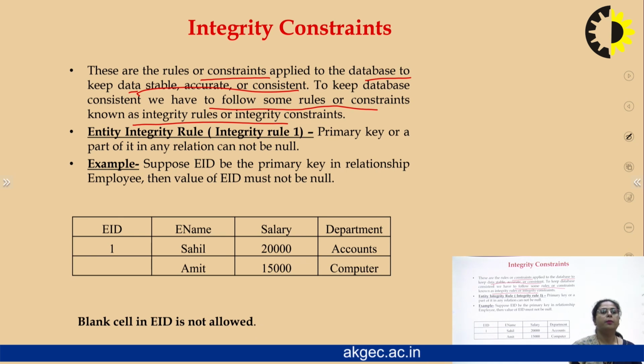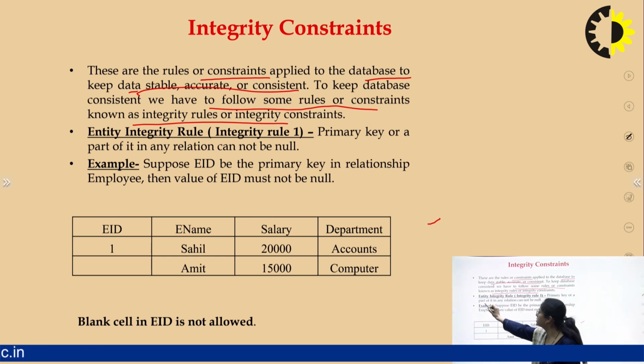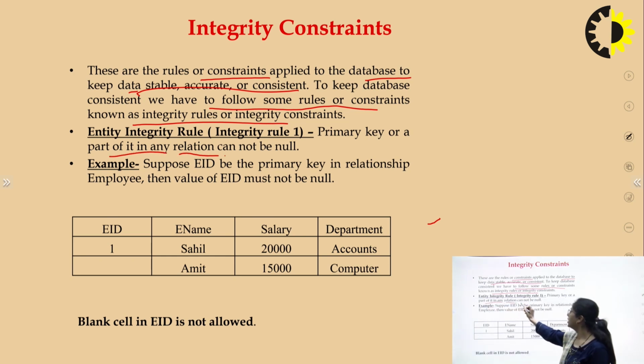These are the rules for maintaining the data stable, accurate, and consistent. The first is the entity integrity rule. In the entity integrity rule, the primary key or a part of it in any relation cannot be null.